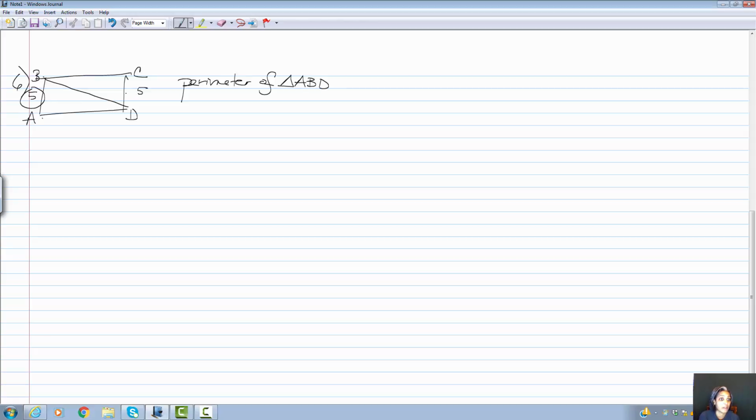And if we know that the perimeter of ABCD is 34, then that means 34 minus 10 is 24. 24 divided by 2 is 12, because these sides have to be equal. So now I know two sides of ABD. I know AB is 5 and AD is 12. So what I'm looking for is the perimeter of ABD.